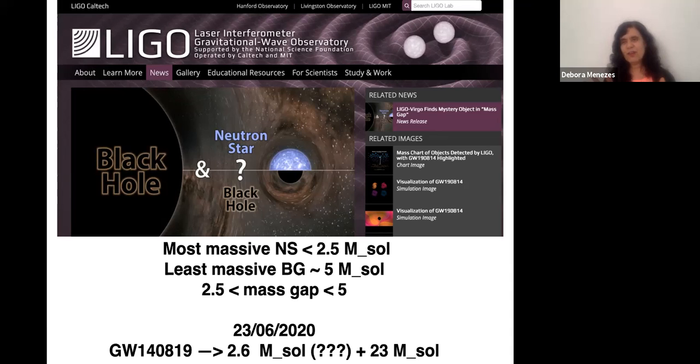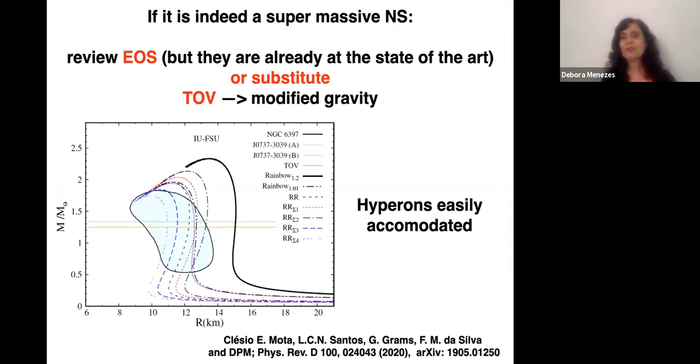Is it a neutron star or is it a black hole? If it is a black hole, well, no problem with our theories. But if it is a neutron star, then we have to revisit these equations of state, because you saw in the previous slides that they do not reach 2.6 solar masses.